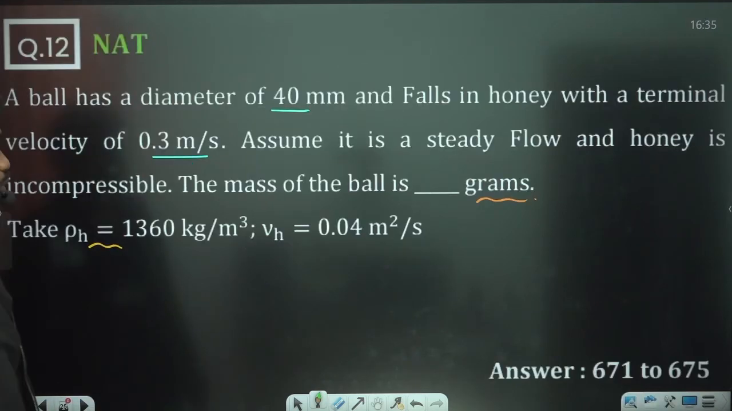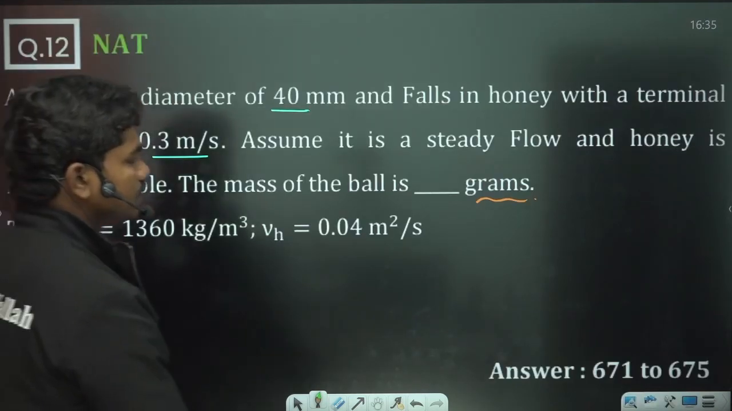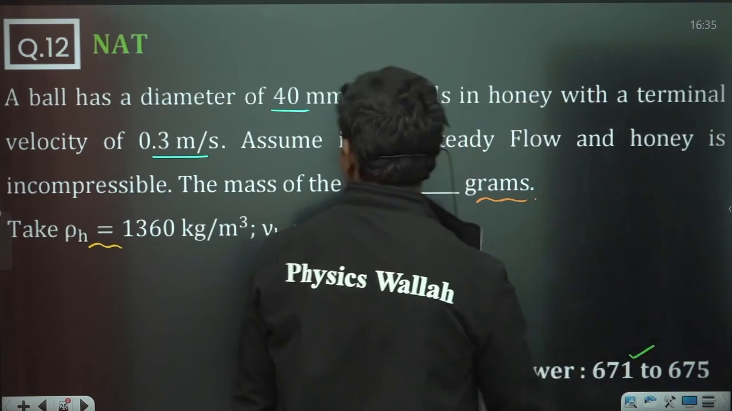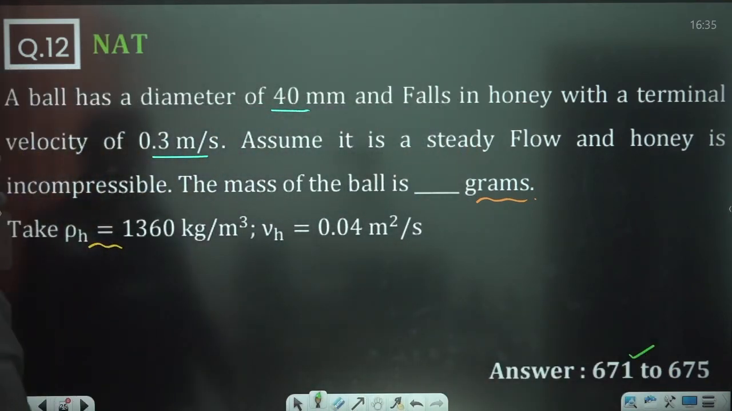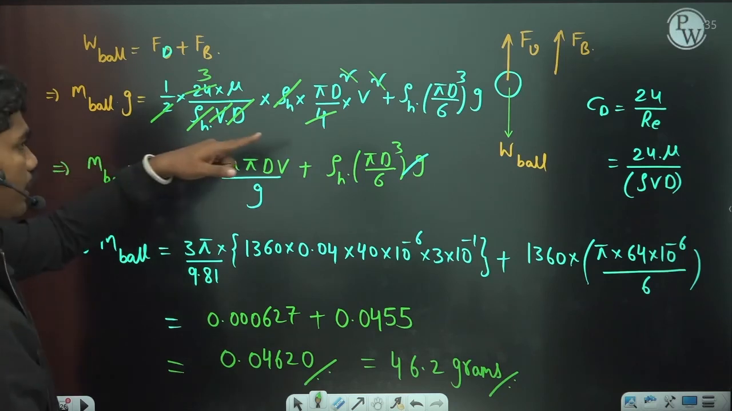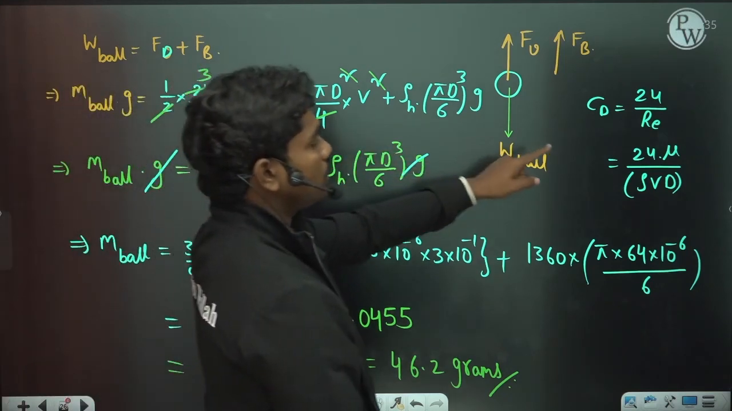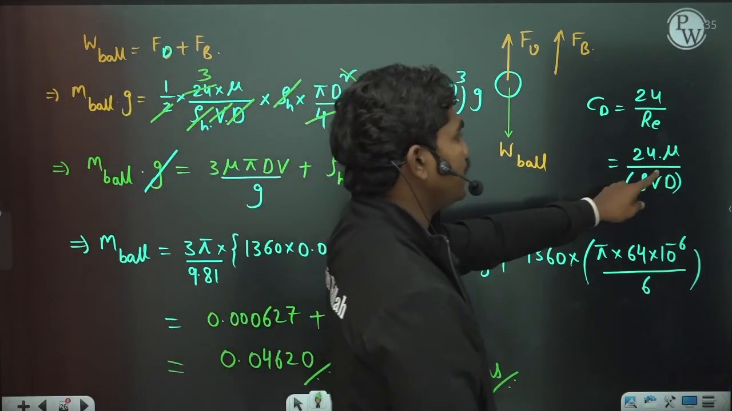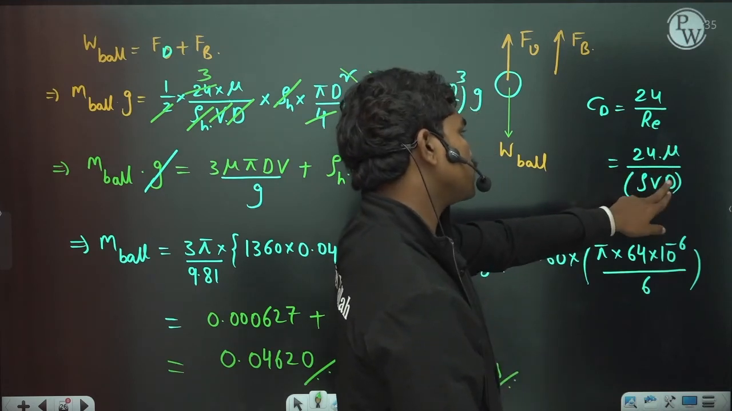But 671 is given, 673. How come? Density of honey, everything we have substituted correctly, right? Let us see this expression, 24 by Reynolds number. 24 by Reynolds number is nothing but 24 mu by rho VD, so this mu goes onto the top.